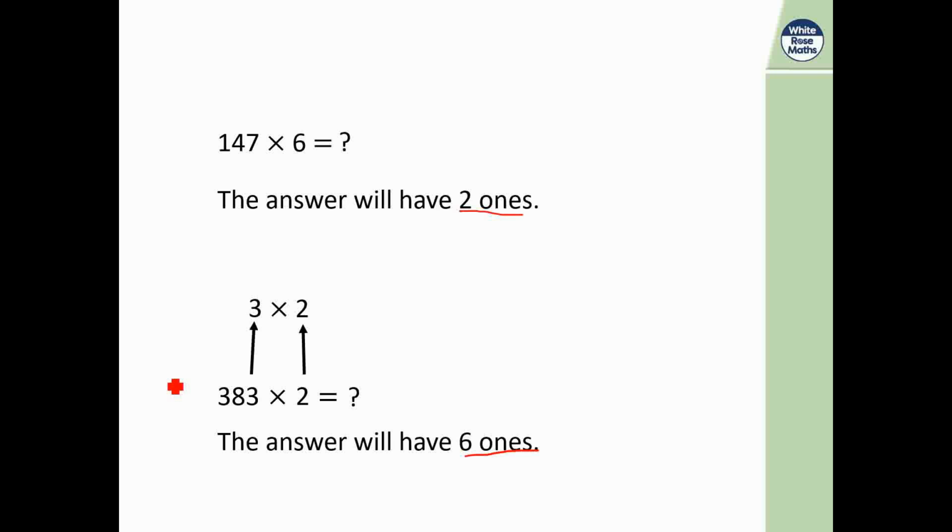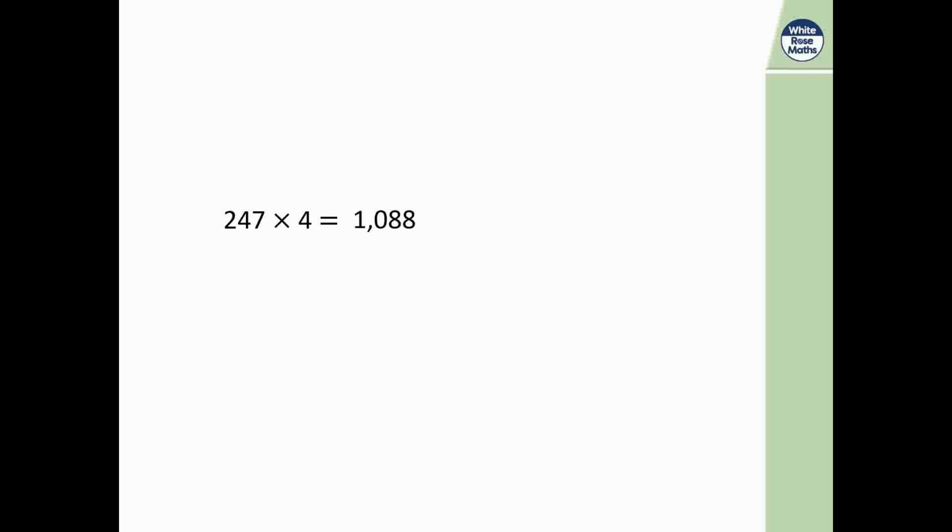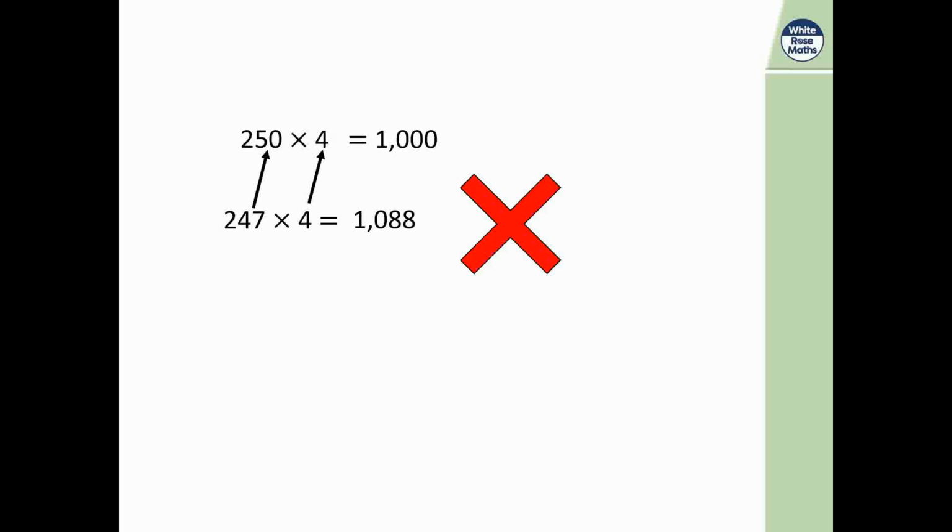Yeah, 3 times 2 equals 6. 7 times 6 equals 42. Okay? So they keep the 2. Right. 247 times 4 equals 1088. Wrong. Okay? Because 250 times 4 equals 1,000. Because we know 25 times 4 equals 100. So 250 times 4 must equal 1,000.